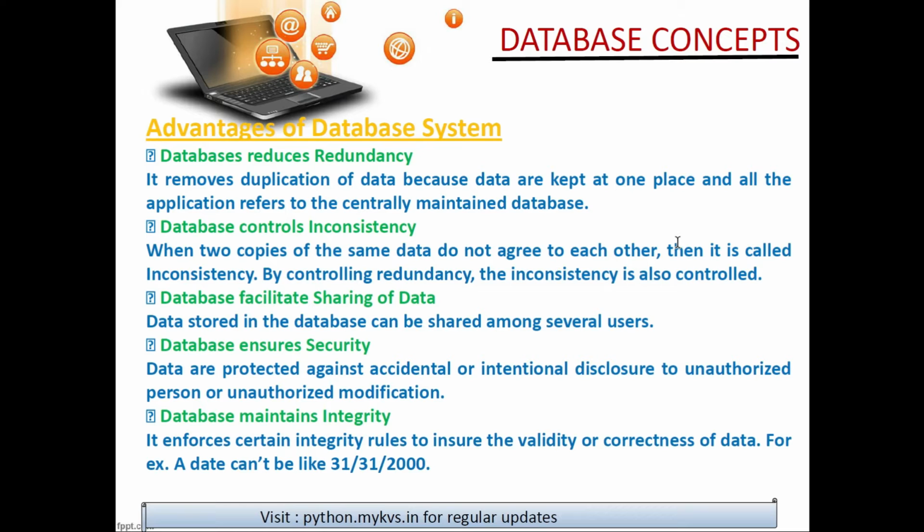Suppose a date is a good example. Suppose you are using something like 31 2000, it will not be applicable or accepted, because it is actually violating the integrity rule, meaning the validity rule. Okay, so in this way the data integrity can be maintained in a database.